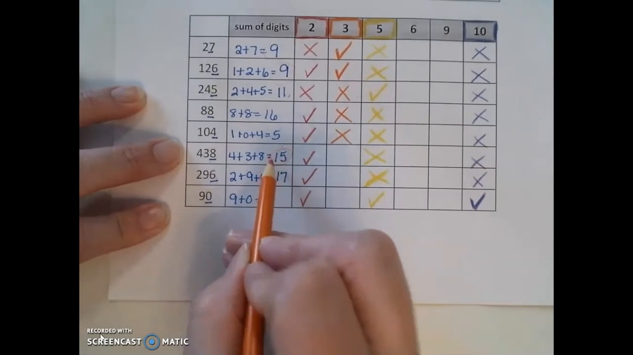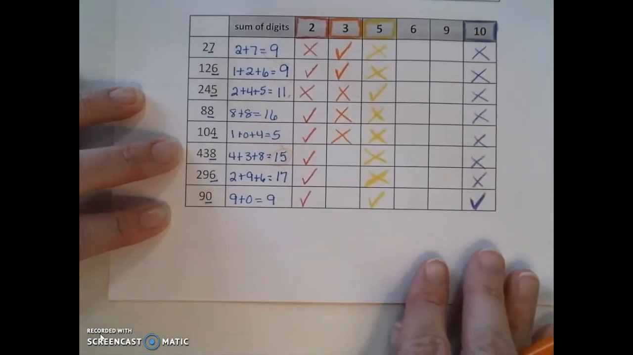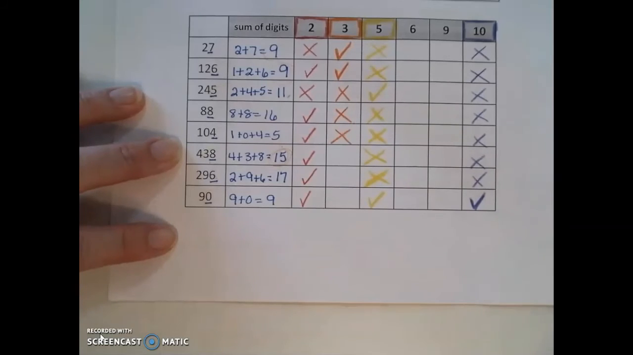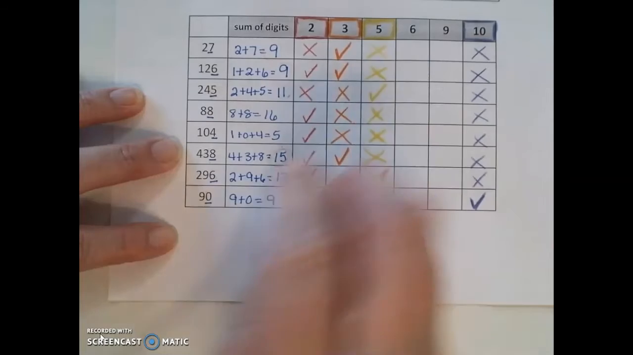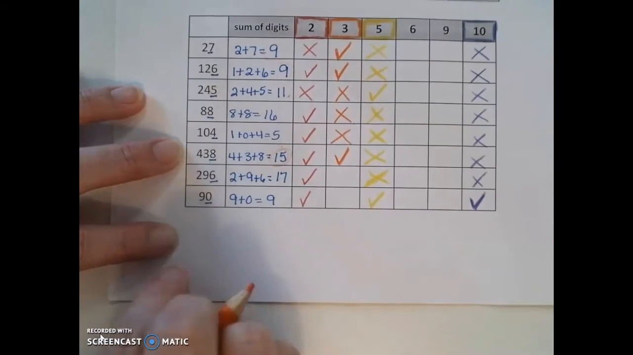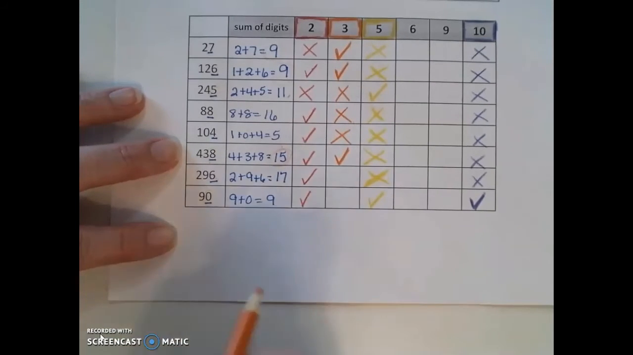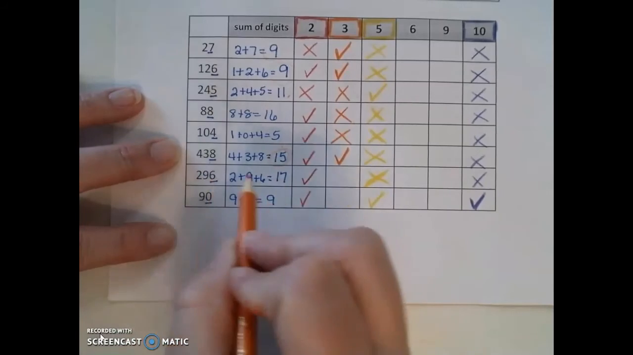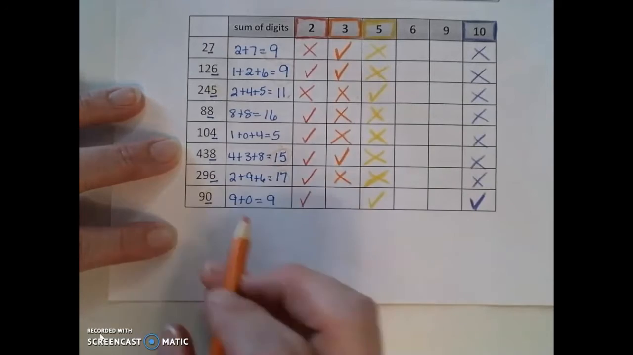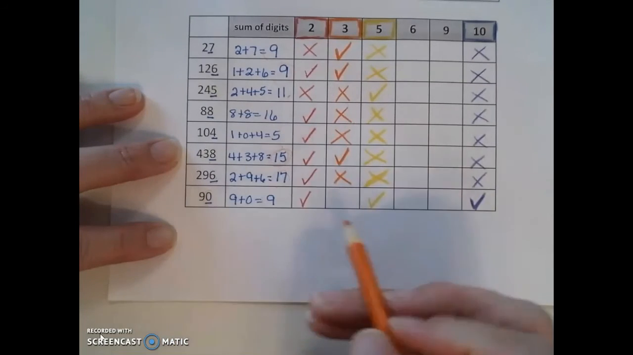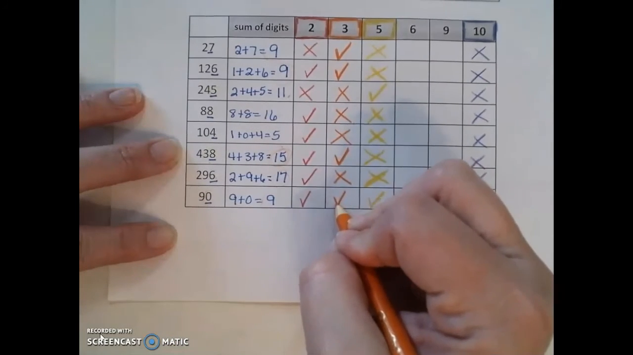For 438, the sum of my digits was 15. And I know that 3 times 5 is 15, so that means that 15 is divisible by 3, which means the whole number 438 is also divisible by 3. 296 had a sum of 17, which is not divisible by 3. And 90 had a sum of 9, which is divisible by 3.